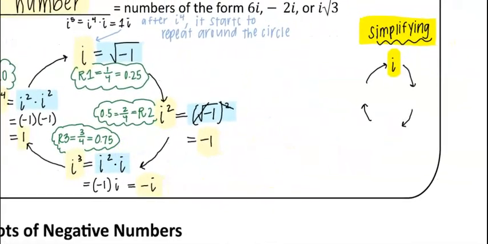But to review, let's make sure we all understand what it is we would put when we're simplifying. i stays as i. You don't change that to the square root of negative 1. However, i squared, you always change to negative 1. i cubed, you always change to negative i. And i to the 4th, you always change to positive 1. After that, it keeps repeating around the circle like we talked about.